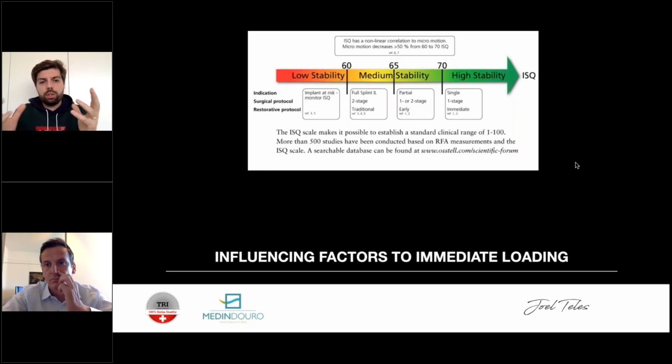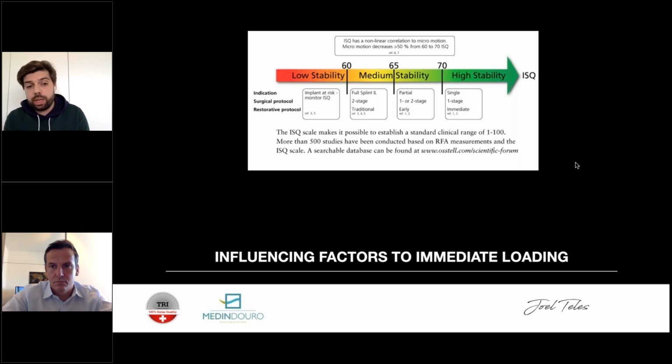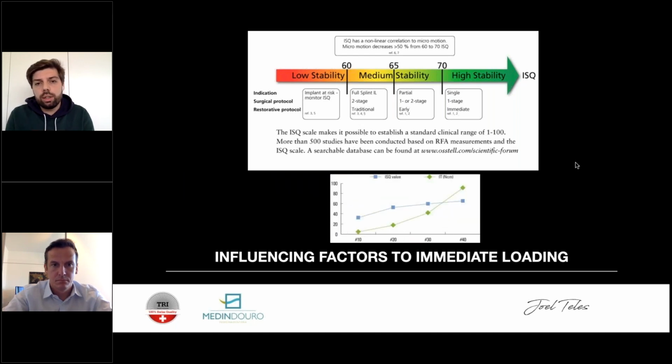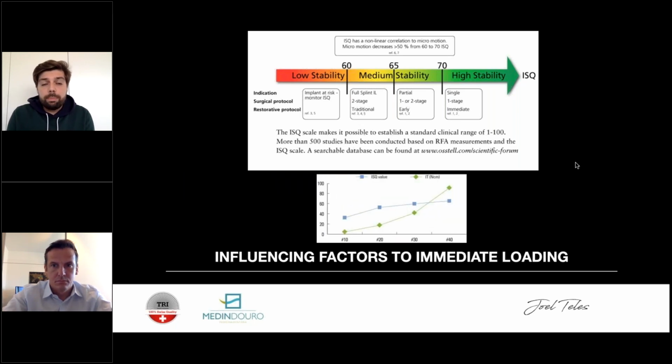And of course, you need to have these notions about ISQ, and you have to understand that there's a non-linear correlation with micromotion, so it decreases more than 50% the micromotions in between 60 and 70 of ISQ. So higher than 70, you're safe to do your immediate loading in single tooth approaches. But you can also see the correlation in between torque and ISQ. So right in between 32 and 35 newton centimeters of torque, you can also perform your immediate loading.